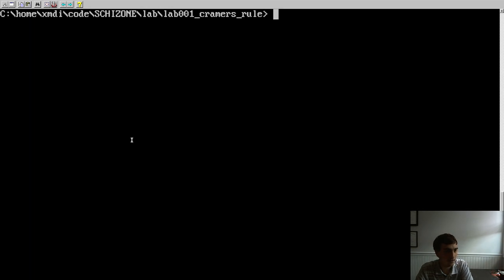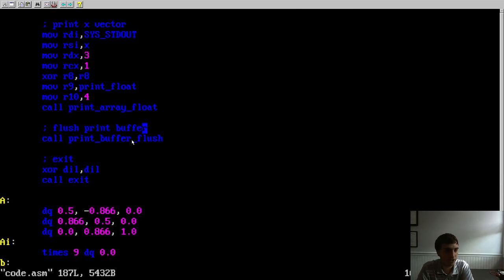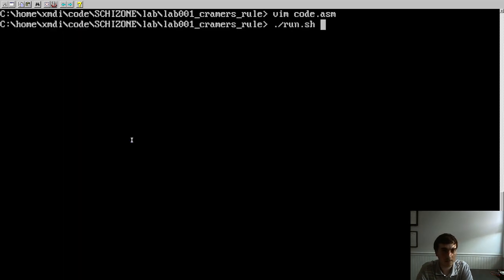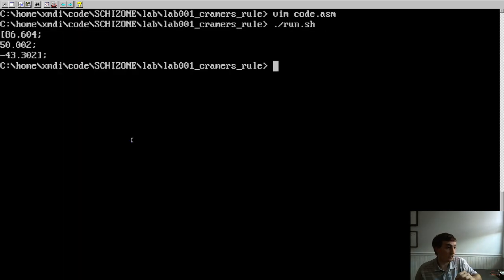There we go. And actually, let me go back and change that to more sig figs so we can see. Yeah, so these are apparently the solution to our problem. So x1 is 86.6, x2 is 50, and x3 is negative 43. Interesting.